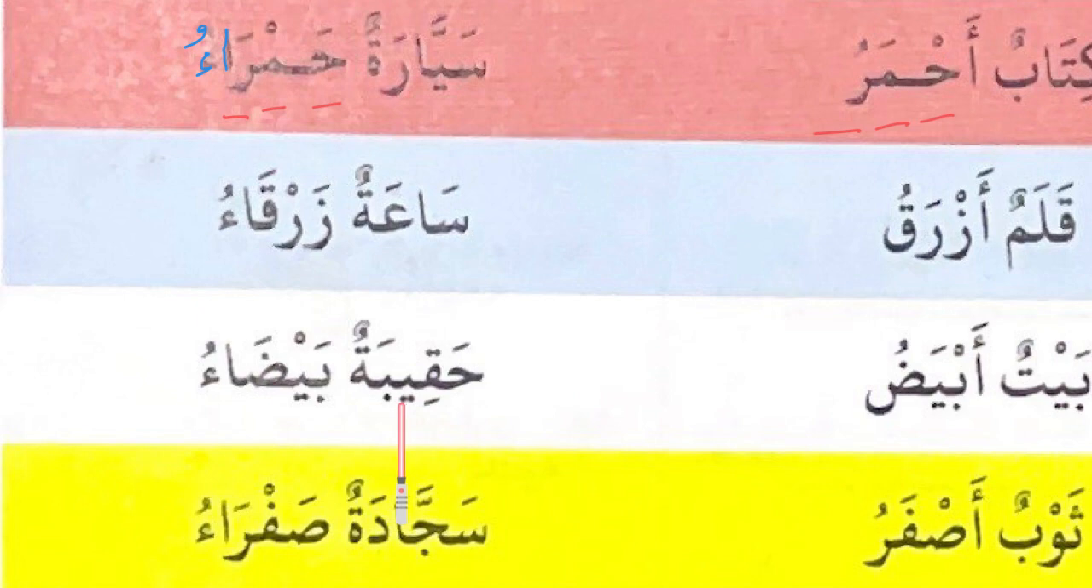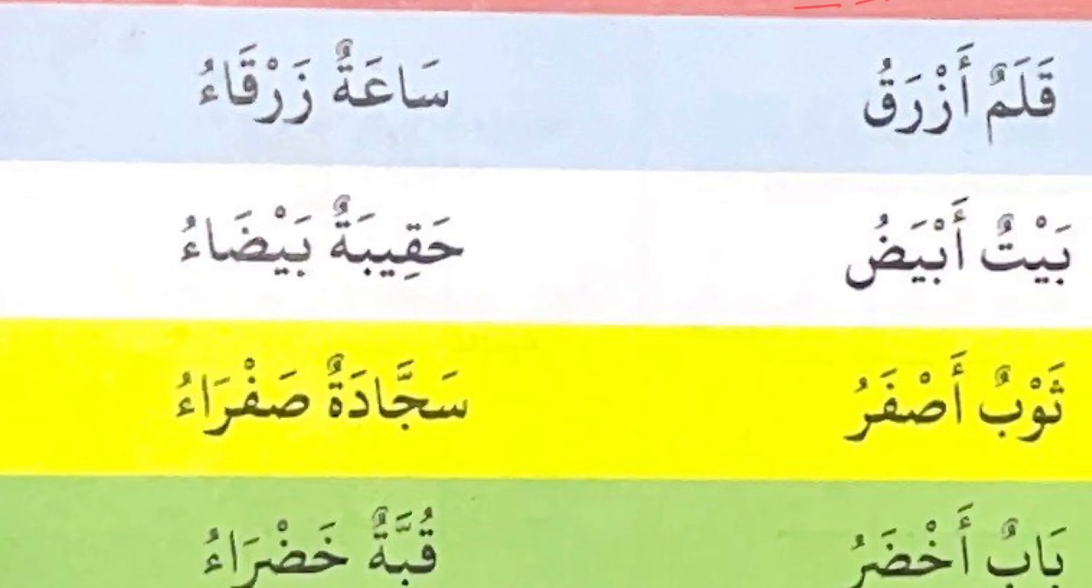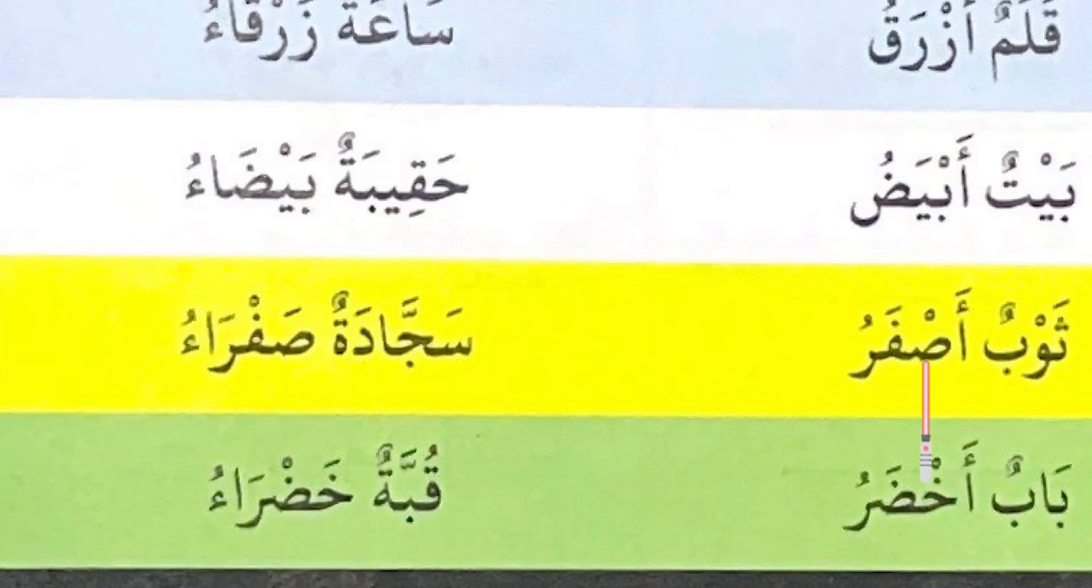Next color is yellow. For mudzakkar we say asfar, but for muannas we say safra. The example here is sajada safra. Sajada is the praying mat, and safra is yellow, a yellow praying mat.